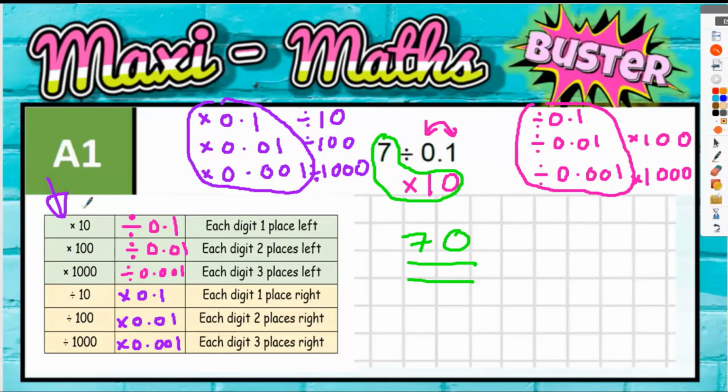But try to have a think about the effect. So timesing by 10 is the same as dividing by 0.1, move everything one place to the left. Timesing by 100 is exactly the same effect as dividing by 0.01, move everything 2 places to the left, and so on.